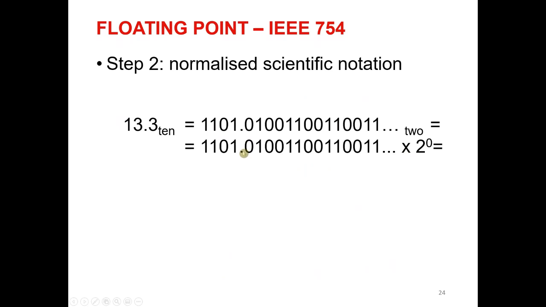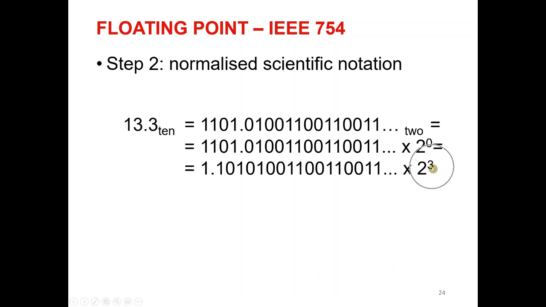Okay, if I want to shift this 1, 2, 3 positions, what I need to do is multiply it by 2 power 3. Every position I move to the left, I increment the power of 2 by 1. If I'm moving to the right, then the power will be negative, as we have seen before. Okay, so here I have moved 3 positions to the left. I multiply it by 2 power 3, and I have the number normalized.